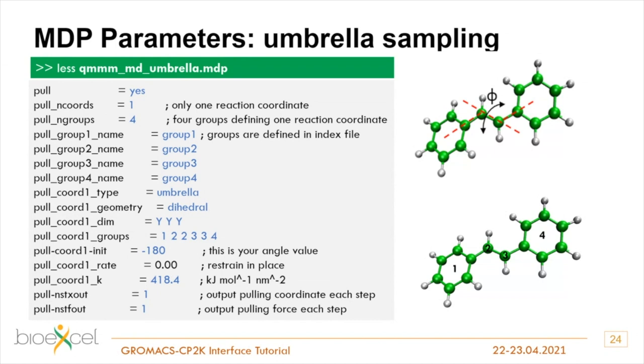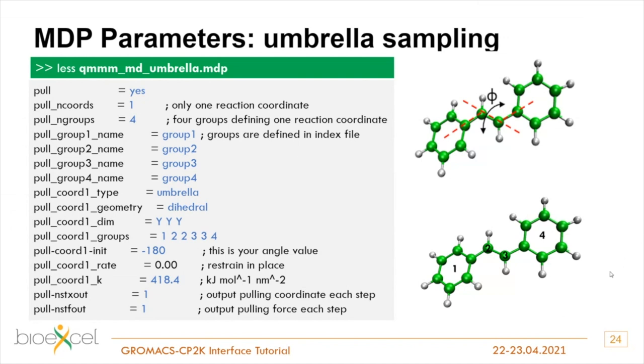Pull rate is zero because you don't want to really pull the system. What a pull rate does is that each picosecond it will decrease or increase this value, depending on the rate, by some number. And so it means that your system will start pulling. There is another option for computing the free energy barrier, using, for example, the Jarzynski inequality. And for that, you will need the pull rate. But for umbrella sampling, the pull rate should be zero. So this is defined by the umbrella sampling. That's, I guess, the second question.